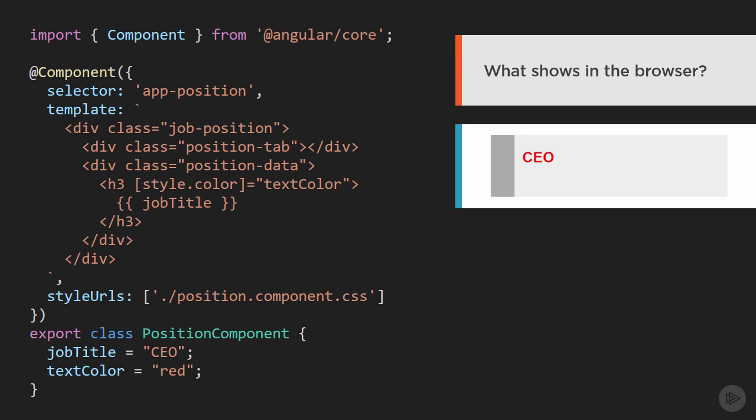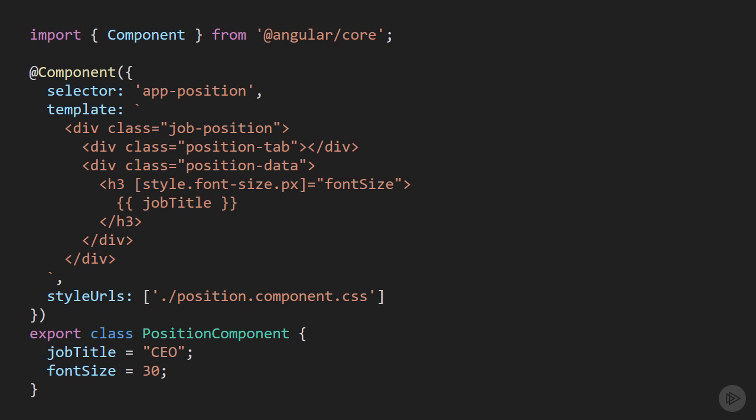Our component shows CEO in red. So by using style, we can bind to any CSS property. One issue we have with some properties is that they have units attached to them. Here we're binding to style.font-size, but sizes can be represented in lots of different ways. You can use pixels, you can use percentages, you can use ems.